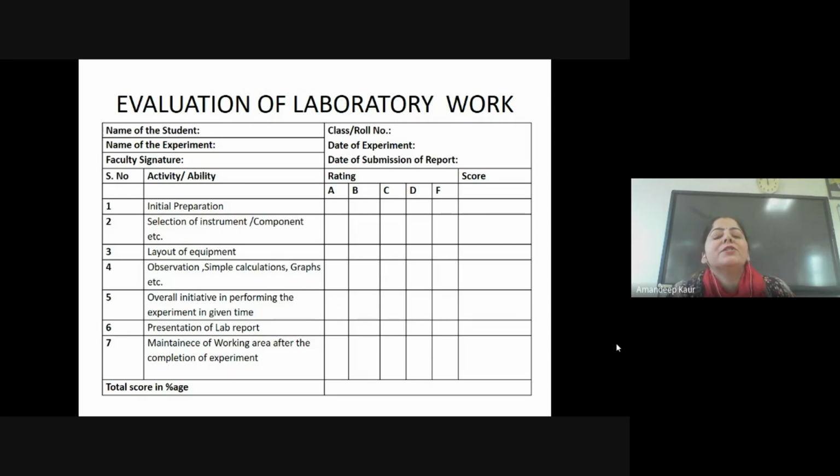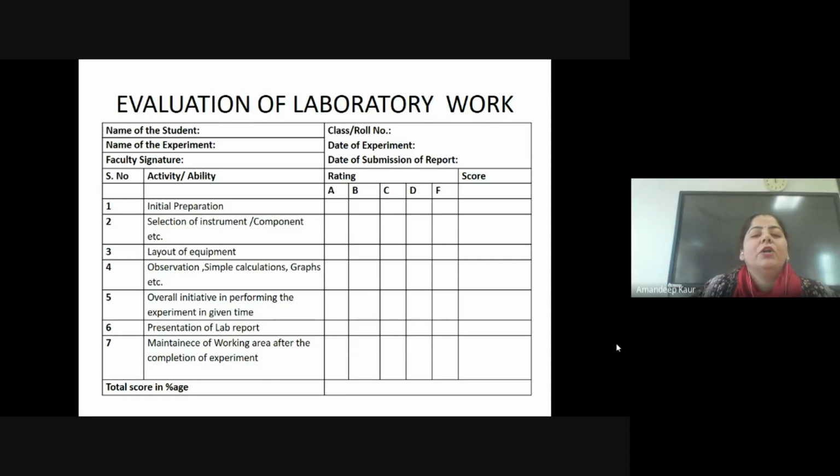Likewise, there is the rating and score given by the teacher to that particular student. How does the teacher come to know that the student is initially prepared for that particular activity or not? When the teacher is interacting with the student and asking a few questions, the teacher comes to the conclusion whether the student needs more theoretical information related to that particular practical activity or not. And likewise, the teacher can monitor the performance of the student.